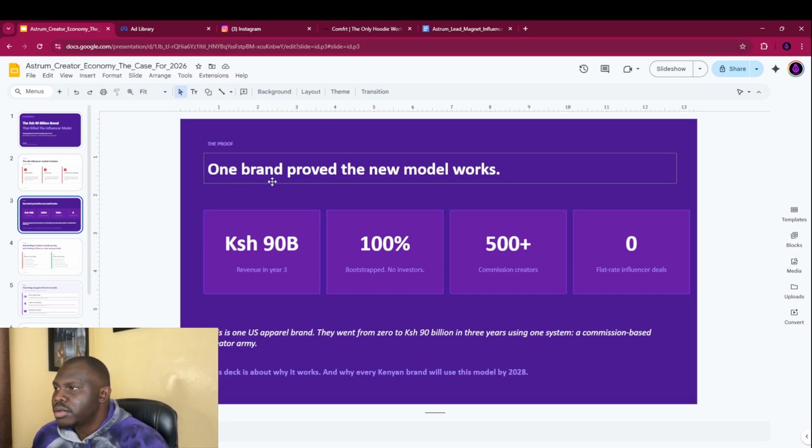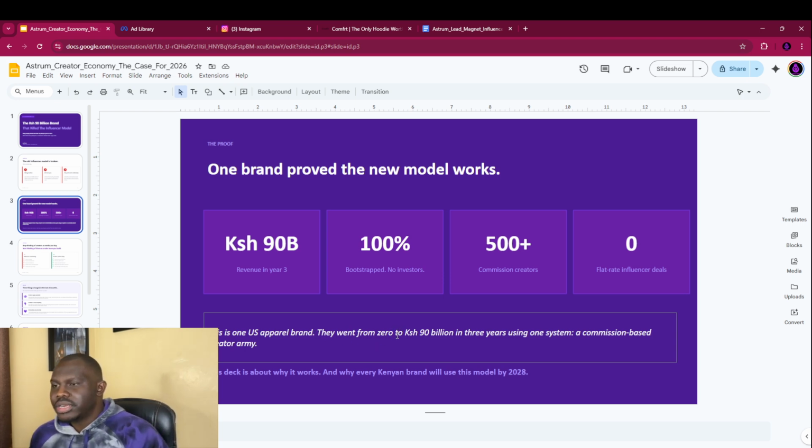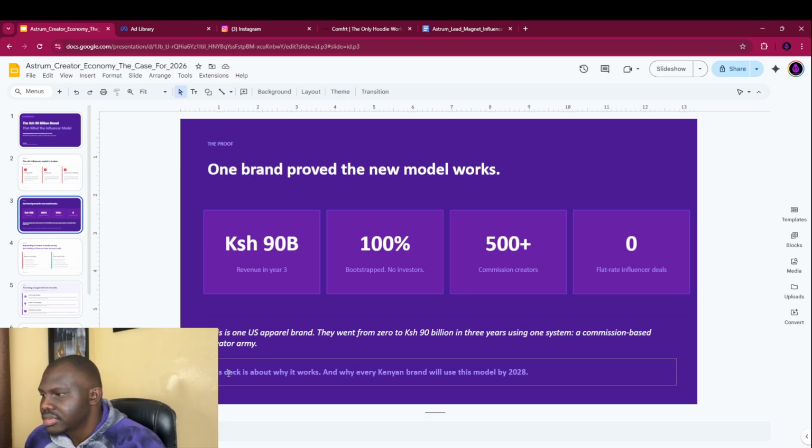So one brand proved the new model works. They made 90 billion Kenya shillings revenue in year 3, 100% bootstrapped, no investors, 500 plus commission creators, and zero flat rate influencer deals. This is one US apparel brand. They went from 0 to 90 billion Kenya shillings in 3 years using one system, a commission based creator army. So this deck is about why it works and why every Kenyan brand will use this model by 2028.